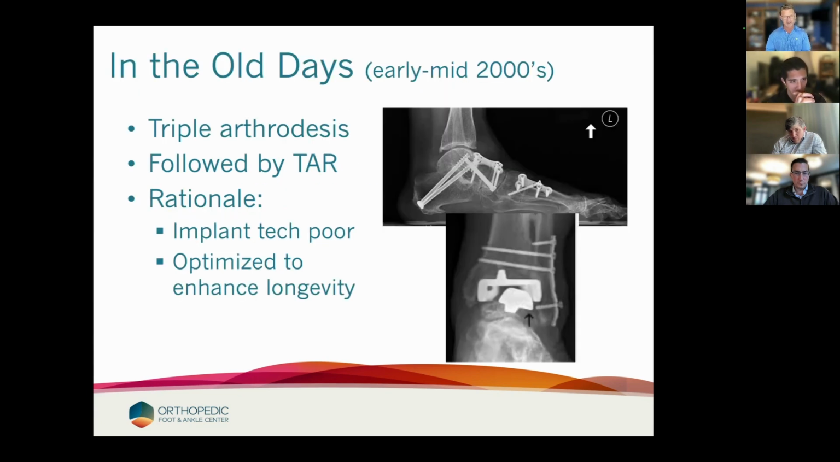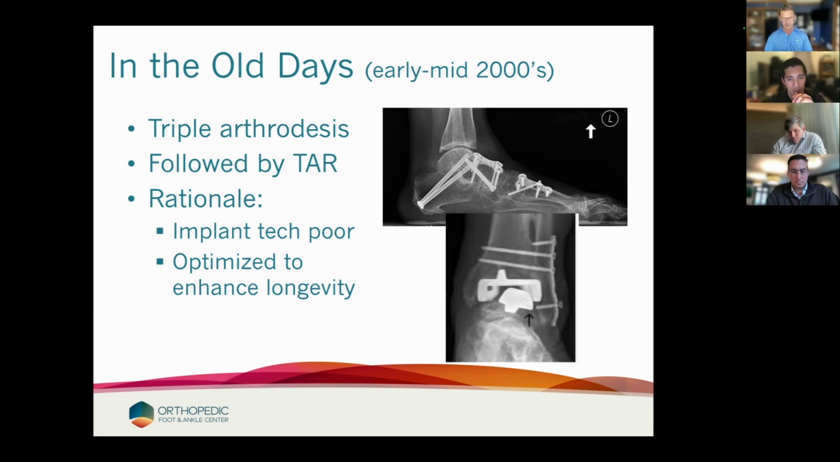So, old days. I'm calling this early to mid 2000s. This is what we looked at. We would do a triple arthrodesis followed by a total ankle. And the rationale was that our implants were so poor that we just had to have a perfect foot.